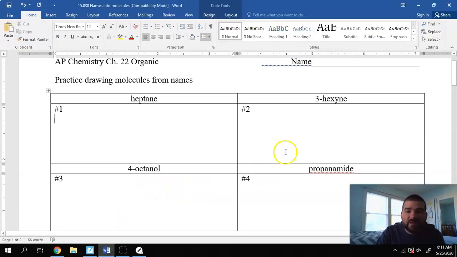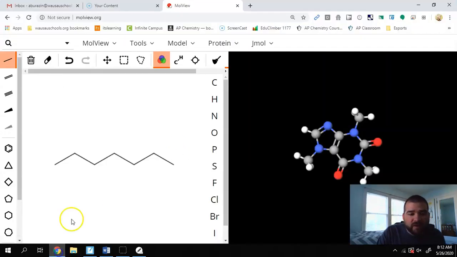Number 2 is 3-hexyne. The prefix there is hex, so we know we have 6 carbons. The suffix is yne, Y-N-E, which implies a triple bond. Now, where does that triple bond go? It goes on the 3rd carbon, hence the 3 in front of that name. So if I were to draw 3-hexyne, it should look something like this. I'm going to first draw 5 line segments, and I'll do this a couple different ways to show you what I mean.